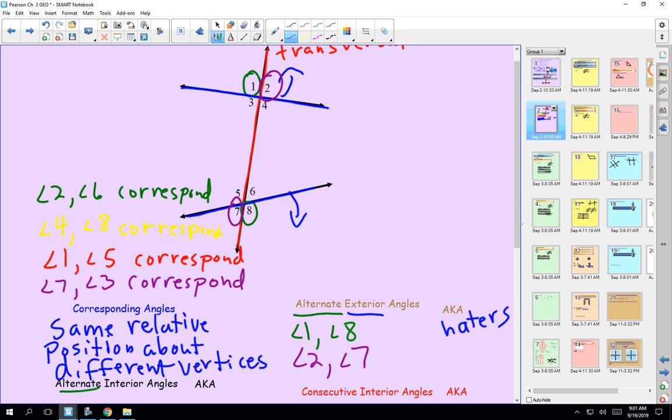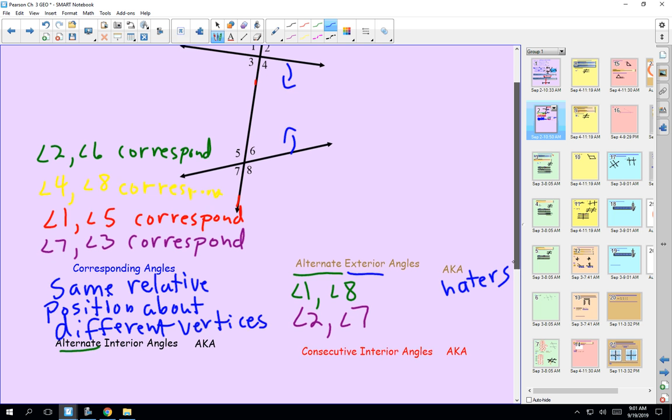All right, what about alternate interior angles? Let's see if we can get those. Yeah, so alternate, we already talked about alternate. Interior just means inside, and here, it's the inside zone. Picture it. So alternate interior angles are 3 and 6.